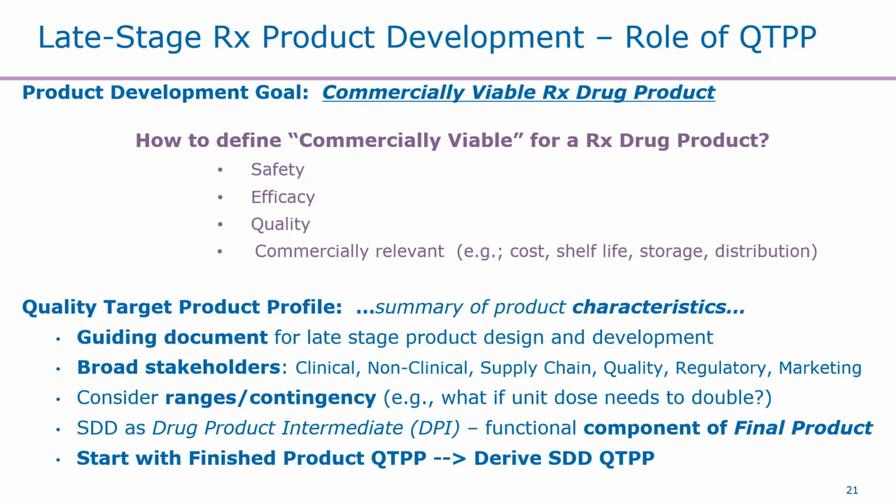Also, I want to build on what John mentioned, the spray-dried dispersion as a drug product intermediate. What that means is that it's a functional component of your final product, most likely a tablet or capsule, but could be other dose forms as well. And what I'd like to propose here is that we start with building the finished product quality target product profile, and from that derive the SDD QTPP.